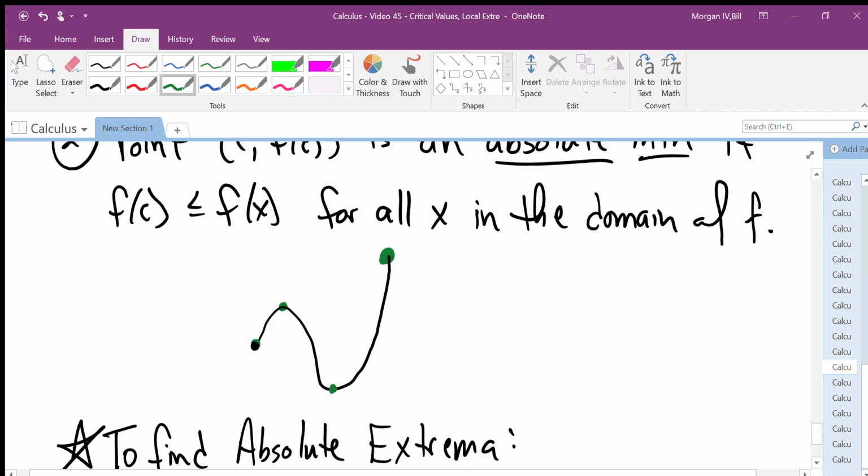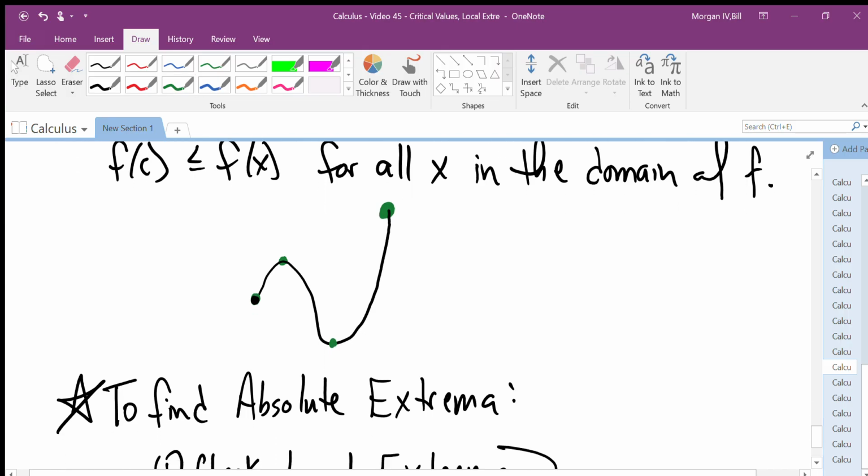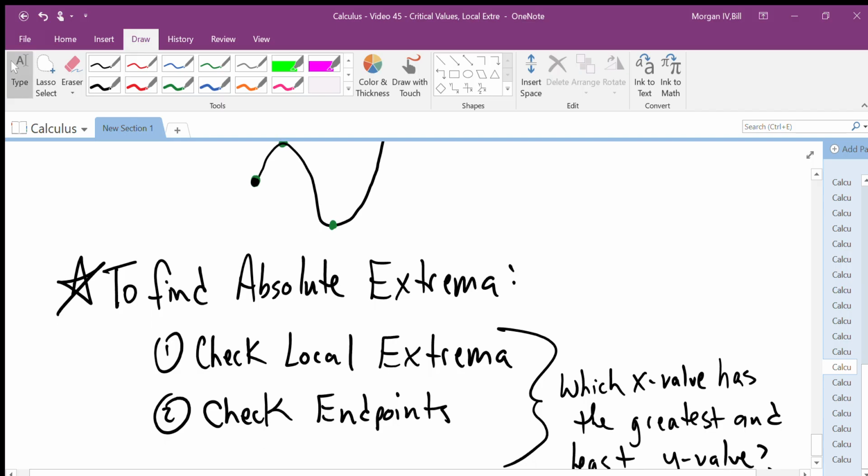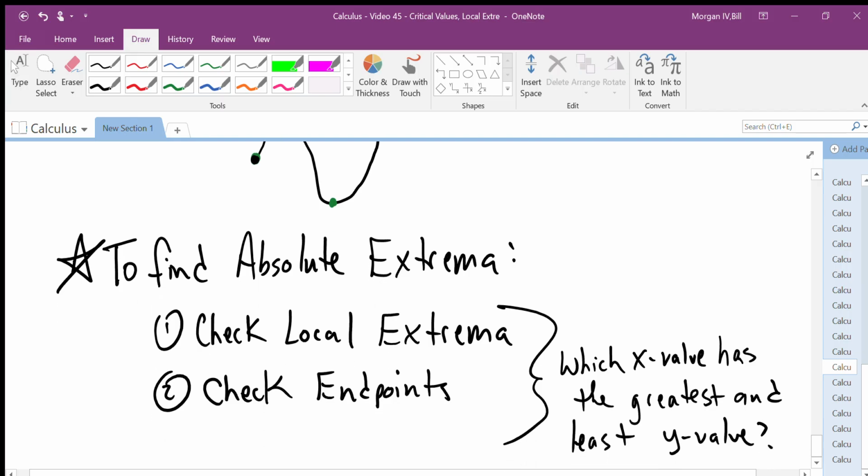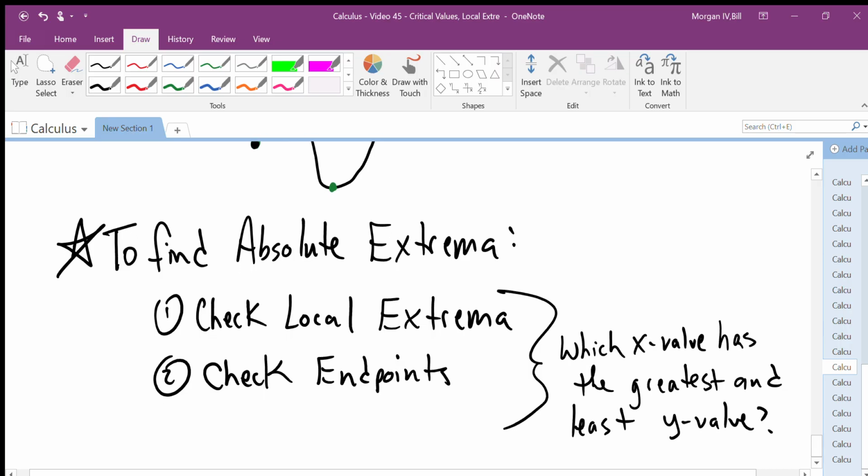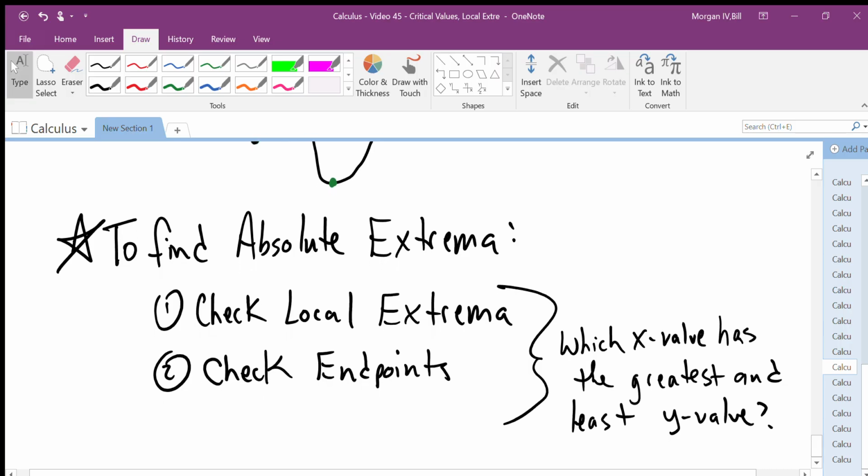So in order to find the absolute extrema, you first find all the relative extrema. Then you take the endpoints and the relative extrema, you plug those values into the function, and you see which one has the highest function value and which one has the lowest function value. So to find absolute extrema, you check your local extrema and you check your endpoints. Which x value has the greatest and least y value? Greatest becomes your absolute max, least becomes your absolute minimum. So check local extrema and check the endpoints.